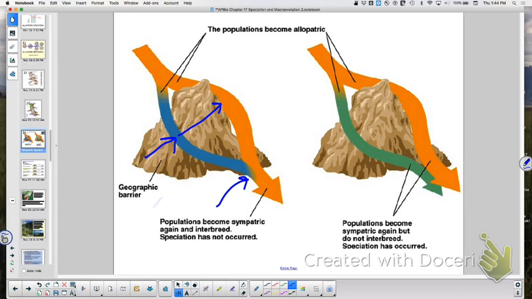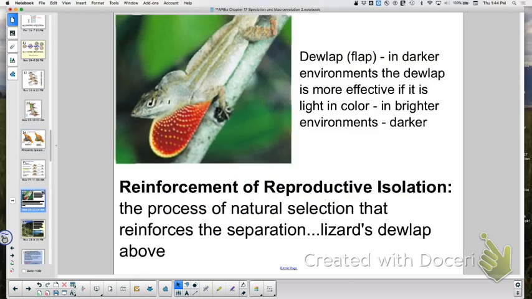Now, one of the things that might happen in your separation is you might get some new adaptation that is just structurally different. Dewlaps are on these anole lizards. They have this little flap, and it can be different colors. This is not in your textbook. I'm showing you this because this is some current research that's getting done, so I want you to be familiar. I'm going to revisit this towards the end of the lecture.